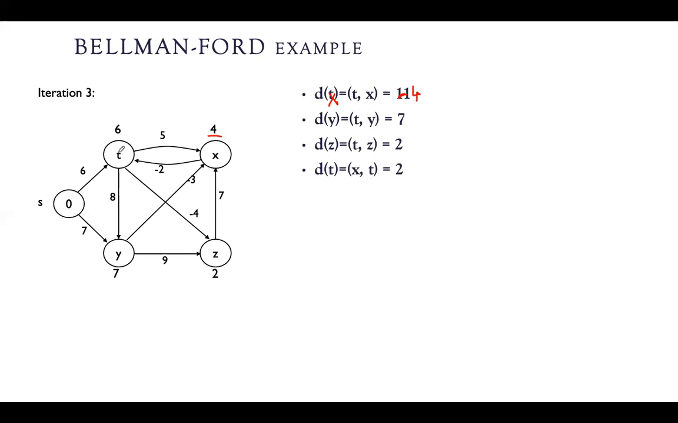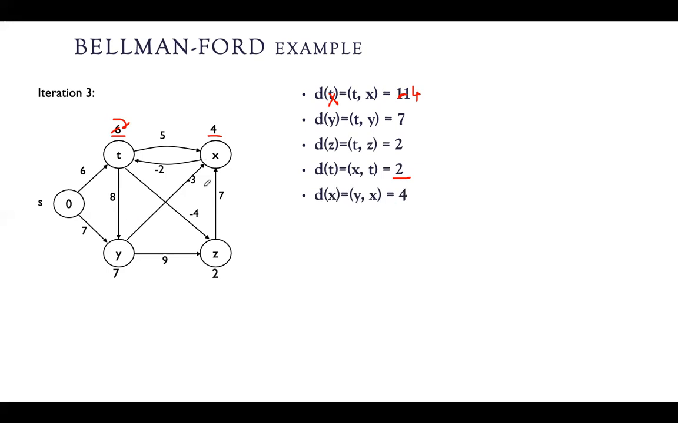Okay, x to t. Earlier distance was 6. Now x to t means 4 minus 2, which is less than 6. So the distance of t will be updated to 2, which is less than 6. So instead of 6, we will write 2.